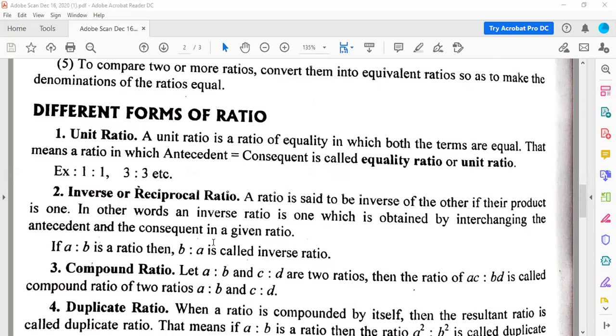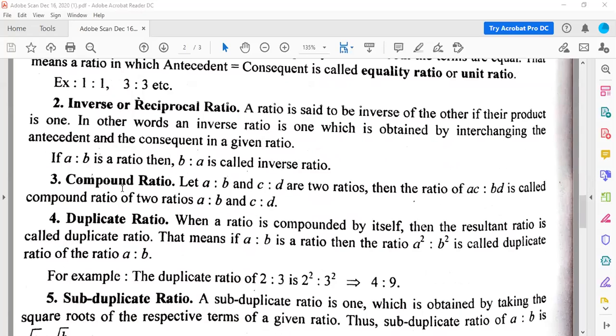Now next is inverse ratio or reciprocal ratio. In inverse ratio, the product of A is to B and B is to A will be the same. So the ratio is said to be inverse if the product is equal to 1. Whenever you take the product of A is to B and B is to A, it will be 1. Okay, we'll see these ratios when we solve the problems.